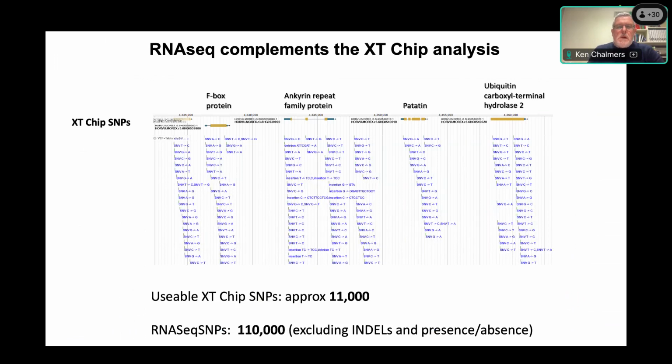So looking at the 40K SNP chip data, we ended up with approximately 11,000 usable SNPs. But when we include the RNA-seq SNPs, we get an additional 110,000 SNPs, including the indels and presence-absence variants. So the RNA-seq data has contributed enormously to the coverage that we've got over the genome of all these accessions.